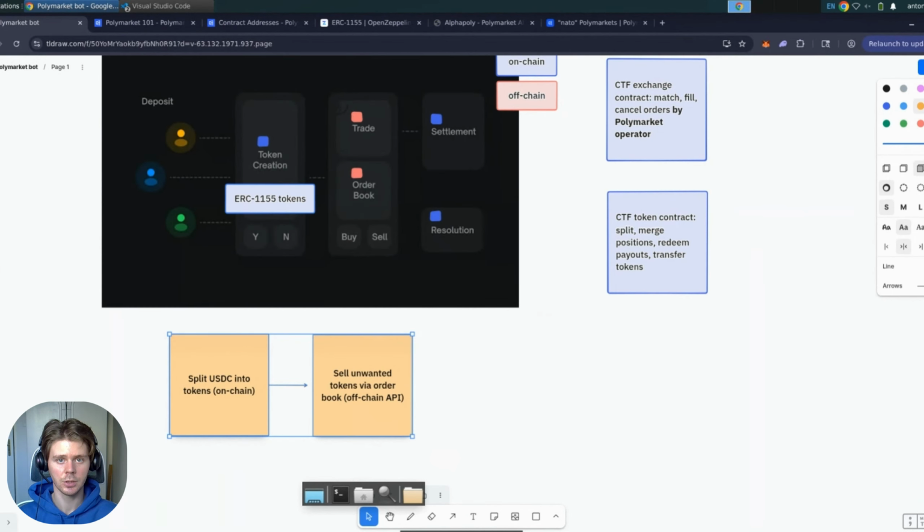To enter a position, the bot first splits USDC into both tokens, yes and no, and then sells unwanted tokens using the order book. Exiting a position is performed similarly. The bot just sells the rest of the tokens using the order book.